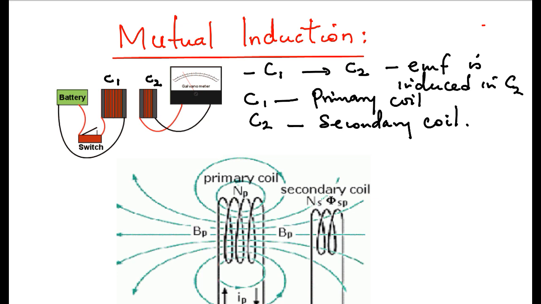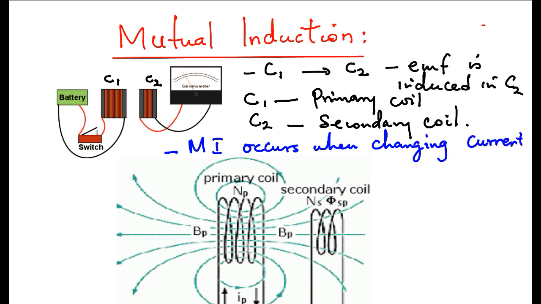Mutual induction occurs when a changing current in one coil induces current in another one placed close to it. Changing current in one induces current in the other coil.